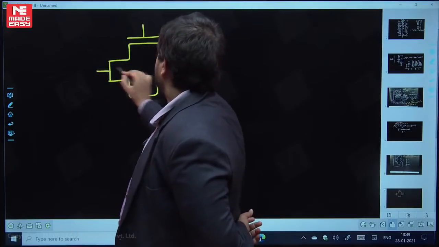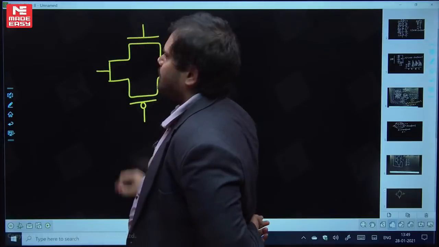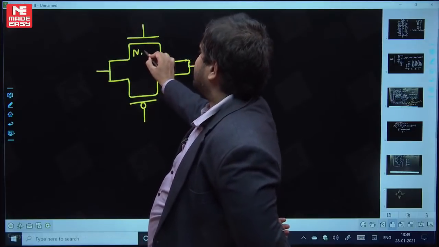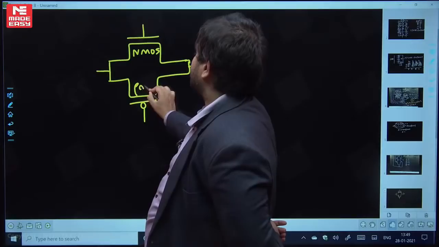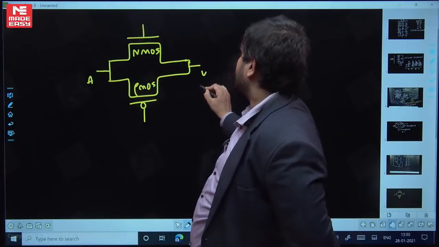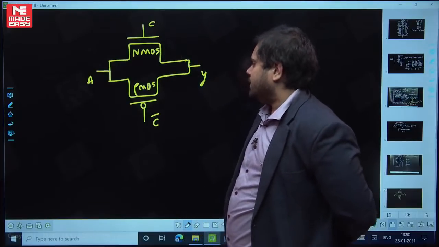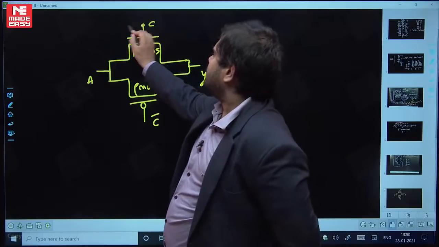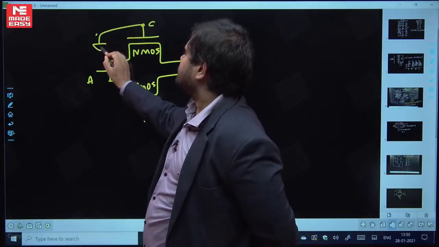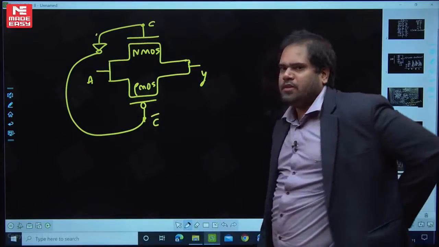This is a simple, wonderful switch, a transmission gate. You have an NMOS transistor and a PMOS transistor. Let's say this is A, this is Y, and this is the control C. We always run it through an inverter. Let's see the working of this circuit. This is called a transmission gate.